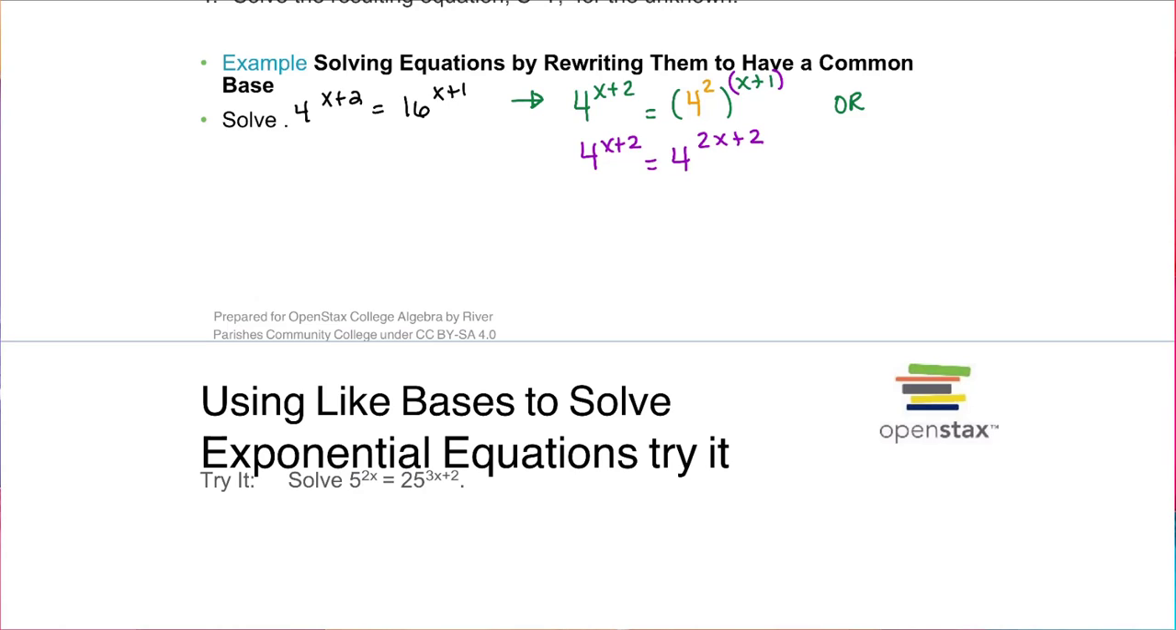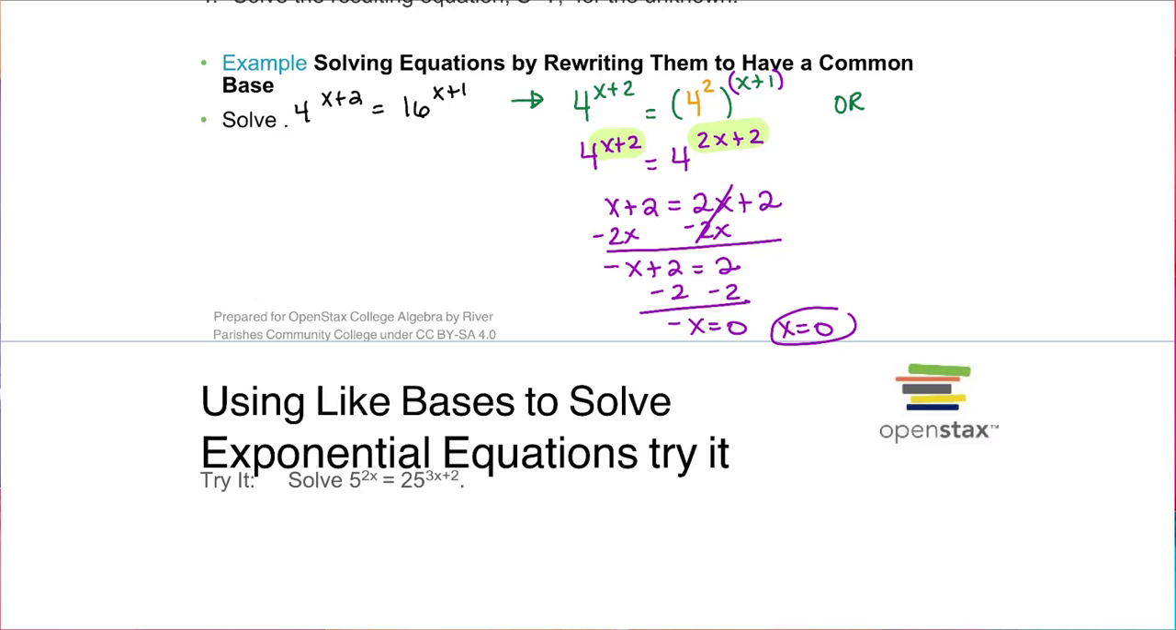Now that the bases are the same, that means that the exponents are equal. Otherwise, the statement's not true. So I can set my x plus 2 equal to 2x plus 2. It's up to you at this point what you want to get rid of, as long as what you do to one side you do to the other. So I would subtract 2x on both sides, and I would get negative x plus 2 equals 2. Subtract 2 on both sides, and I would get negative x equals 0. That means x equals 0.